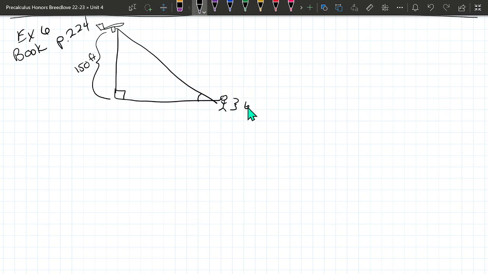So his height is 6 feet, and to the ground is 150 feet. So I have this gap here of 6 feet. And then the angle of elevation, so remember from the horizontal looking up, that's the angle of elevation. The problem said that is 32 degrees. And it's asking what is the horizontal distance from the man to the airplane. So that's the distance on the ground. That's what we're looking for.